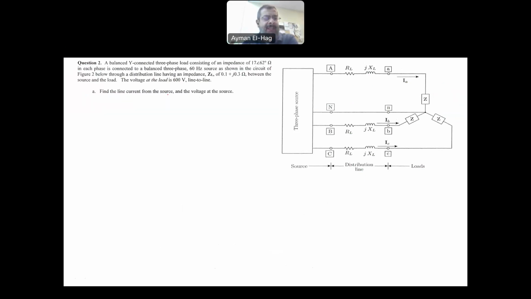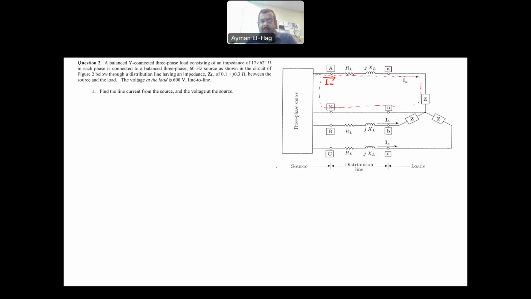It says find the line current from the source. So I need to find this line current, which is IA basically. This is the line current IA. And I want to find also the voltage basically at the source. So I will isolate this phase, and I will go through the neutral. As I said, this becomes much easier to deal with.